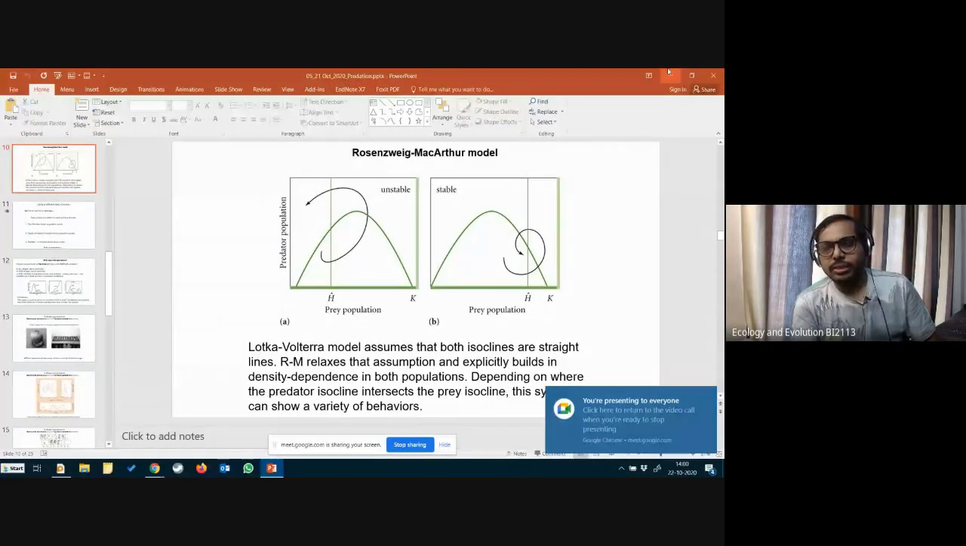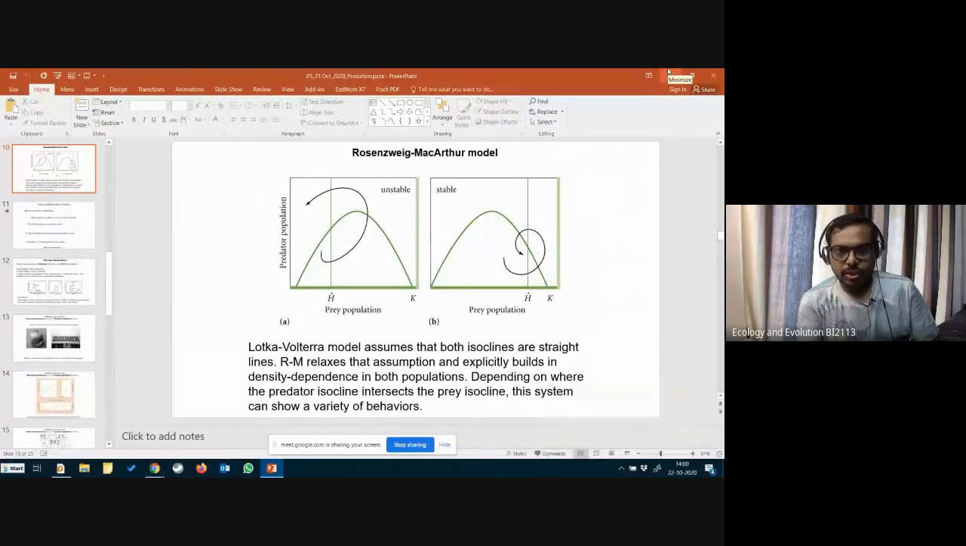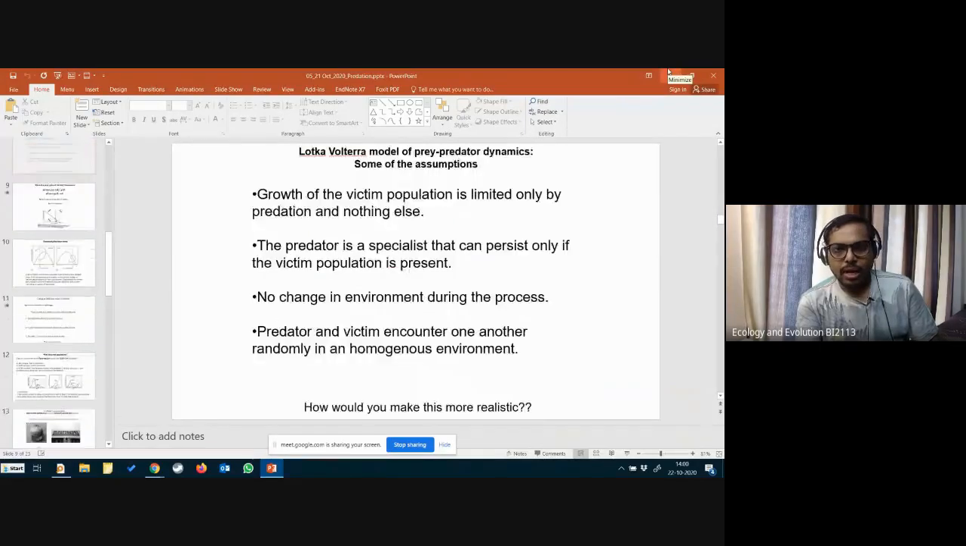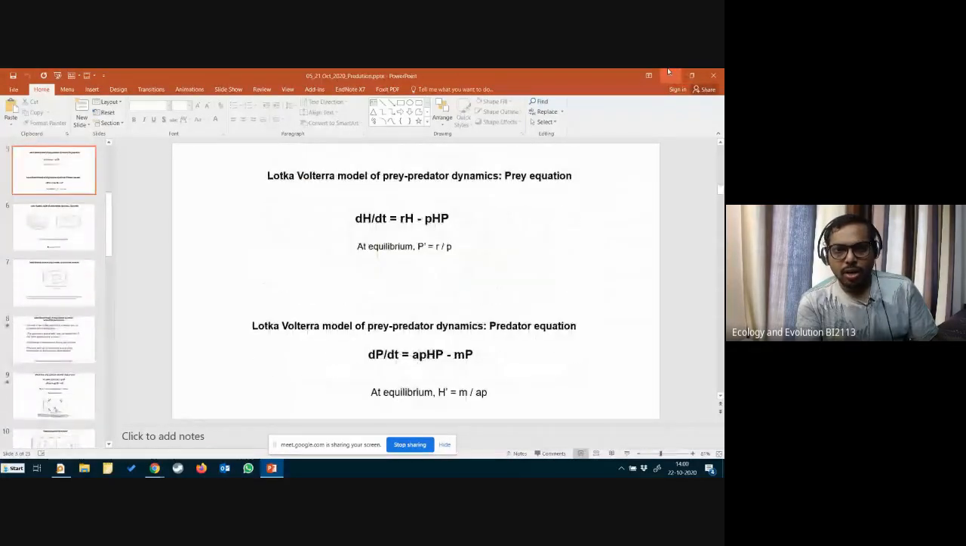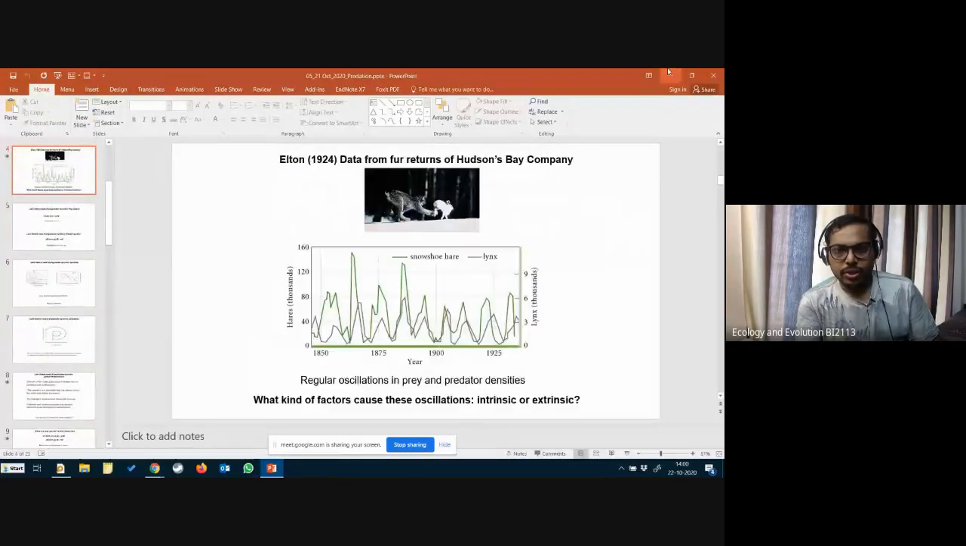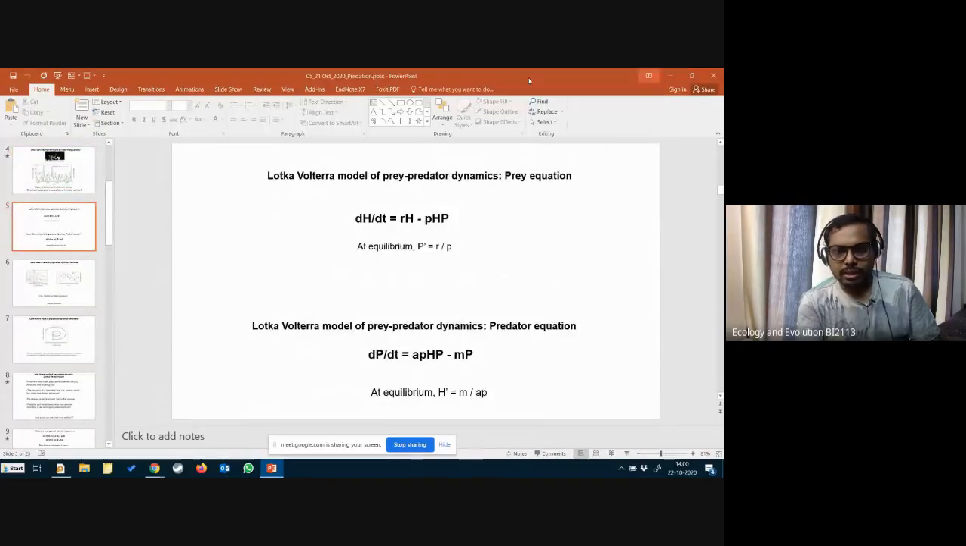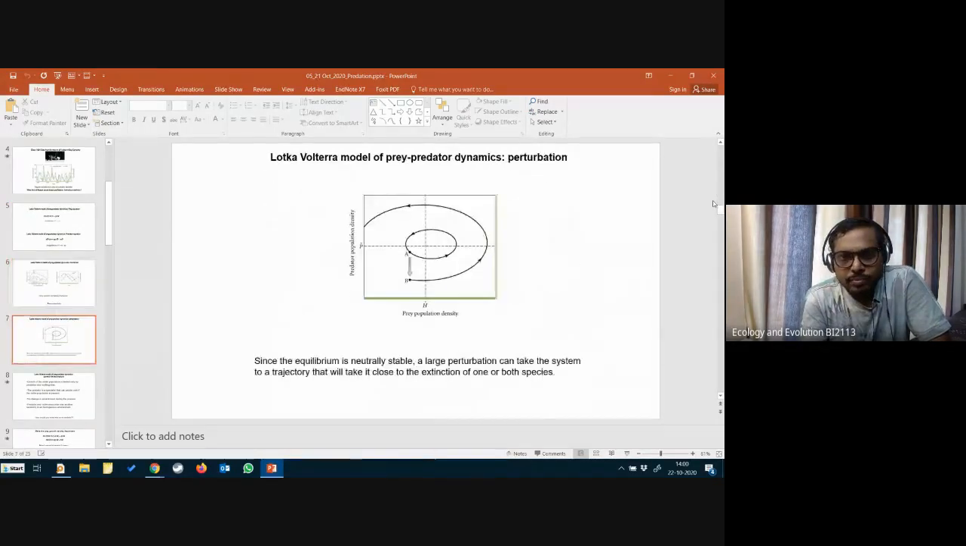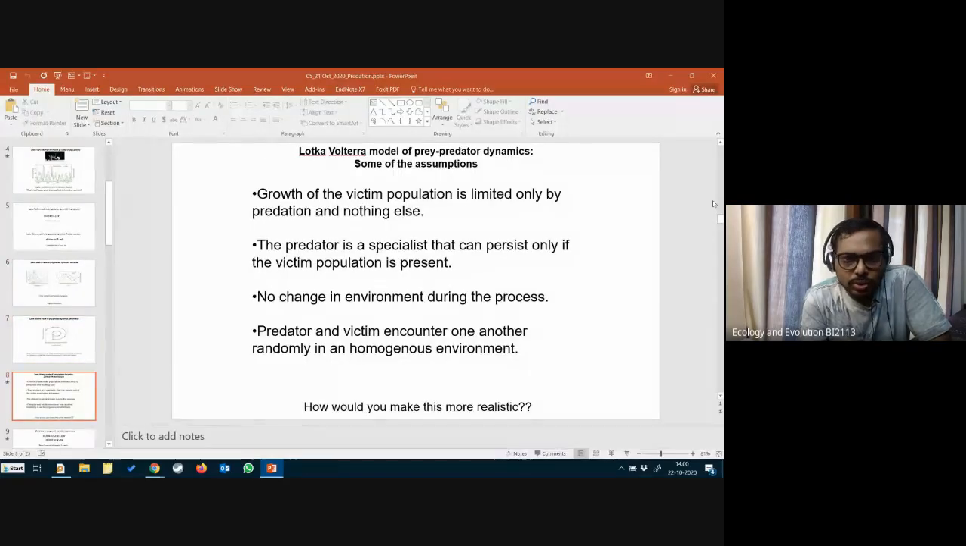So yesterday what we did was we looked at the Lotka-Volterra model, which I said looks like this. And then we also figured out that the Lotka-Volterra model is based on a number of rather unrealistic, stupid assumptions. And these were those assumptions. And then the question was, how do you make it more realistic?